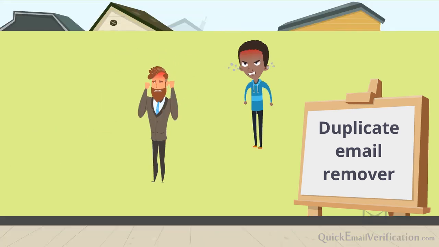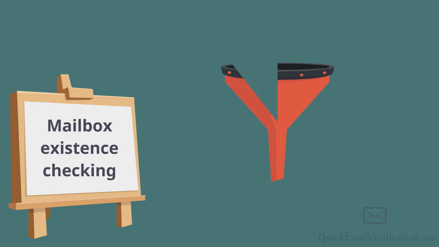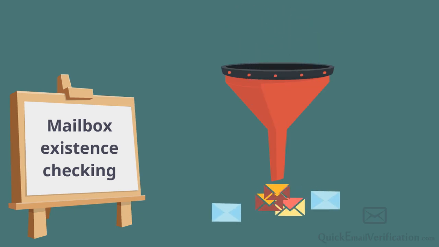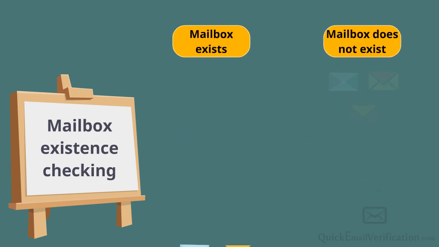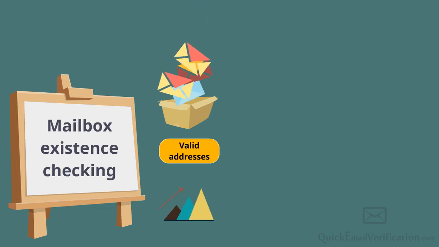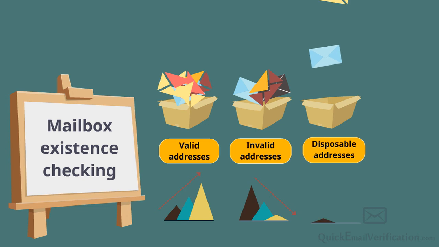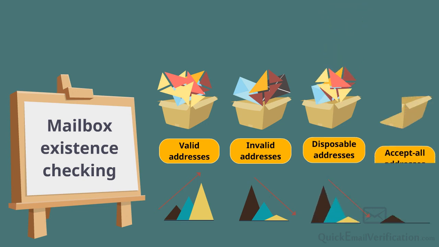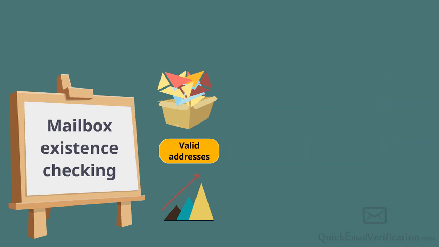Finally, there's an important test, mailbox existence check without checking an actual email. Using deep-level SMTP verification, this test finds out if the mailbox actually exists. Based on all this and more, the email verification service will classify the results as valid addresses, invalid addresses, disposable addresses, accept all addresses and so on. This classification helps marketers take more informed decisions and get a much better marketing ROI.